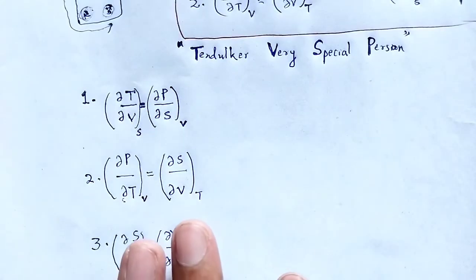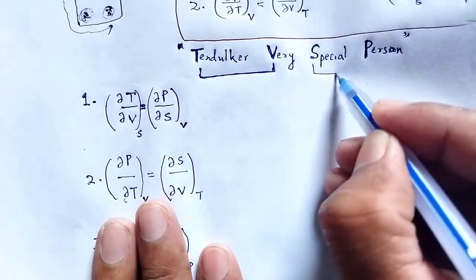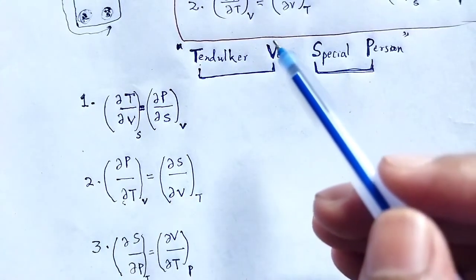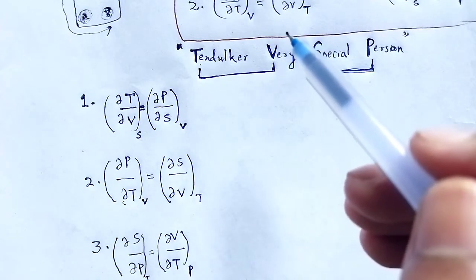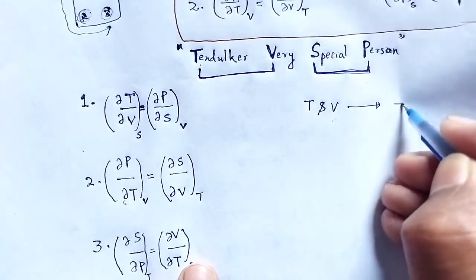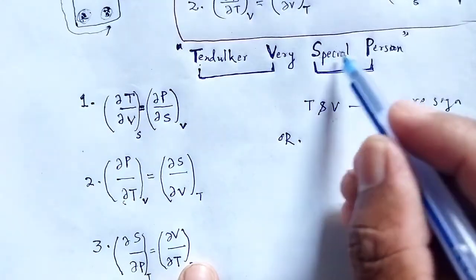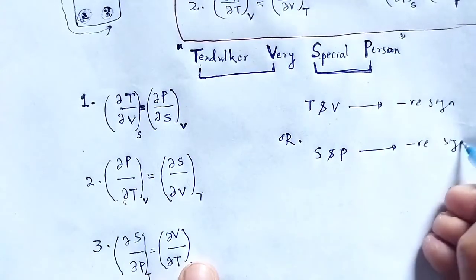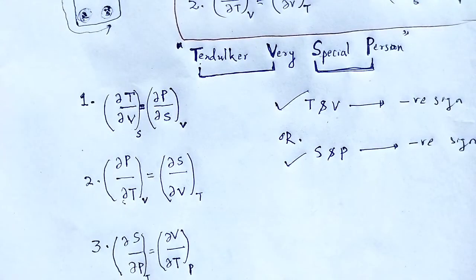Remember, we consider either these two or these two. If in the equation T and V are there, we take the negative sign where T and V are taken, or when S and P are there, they also take the negative sign. Either that one or that one is considered for the sign convention.